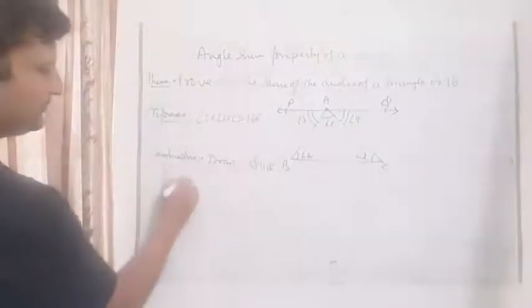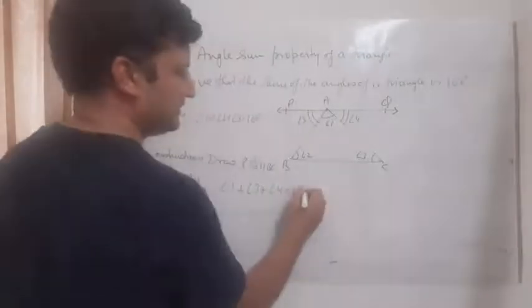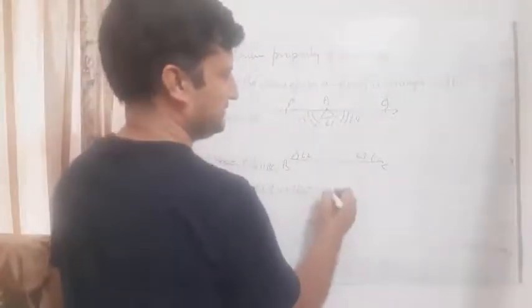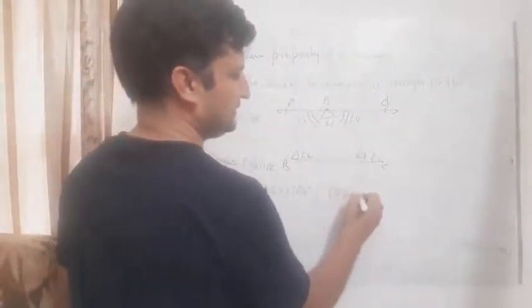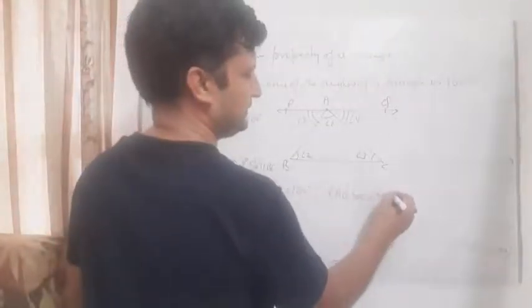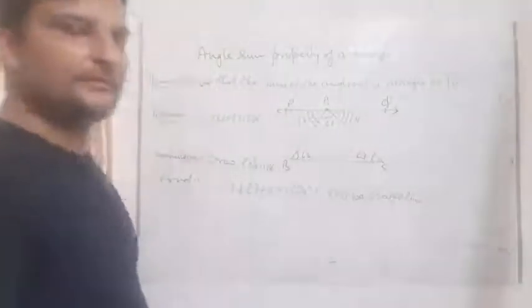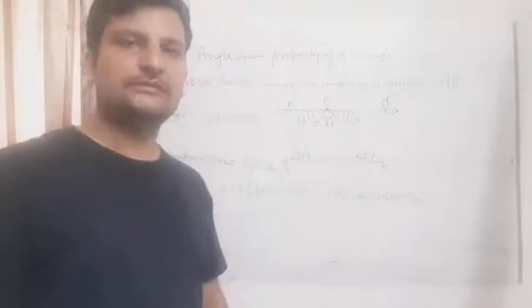We can say, proof: angle 1 plus angle 3 plus angle 4 is equal to 180 degrees. Further you can write: PAQ is a straight line. Since PAQ is a straight line, the sum of these three angles is 180 degrees. Let us call this equation number 1.